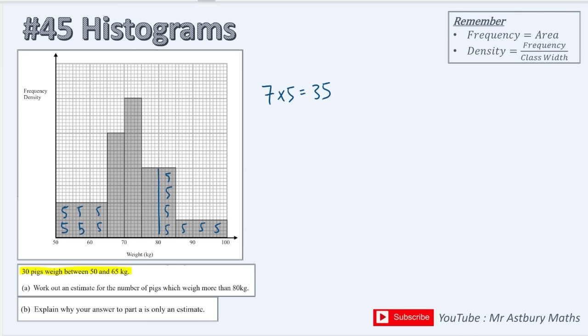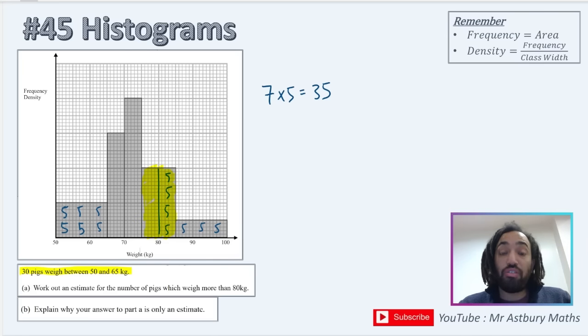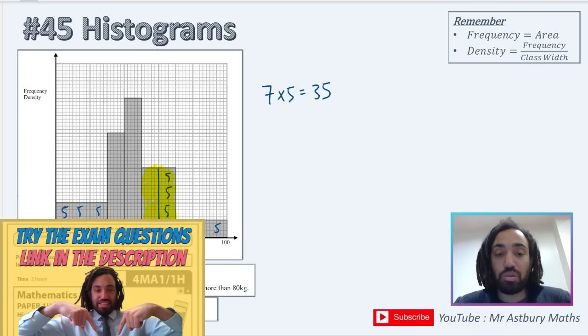Well, what we're doing is we're assuming that this block here is evenly distributed between pigs that are less than 80 and greater than 80. So we don't know that to be the case. That block could easily be all pigs that are like 78. And we're just assuming that half of the pigs in that section are greater than 80. And we're done. These questions, I think, could get quite challenging. So try the exam questions if you want a challenge. And I'm going to move on to the next topic.